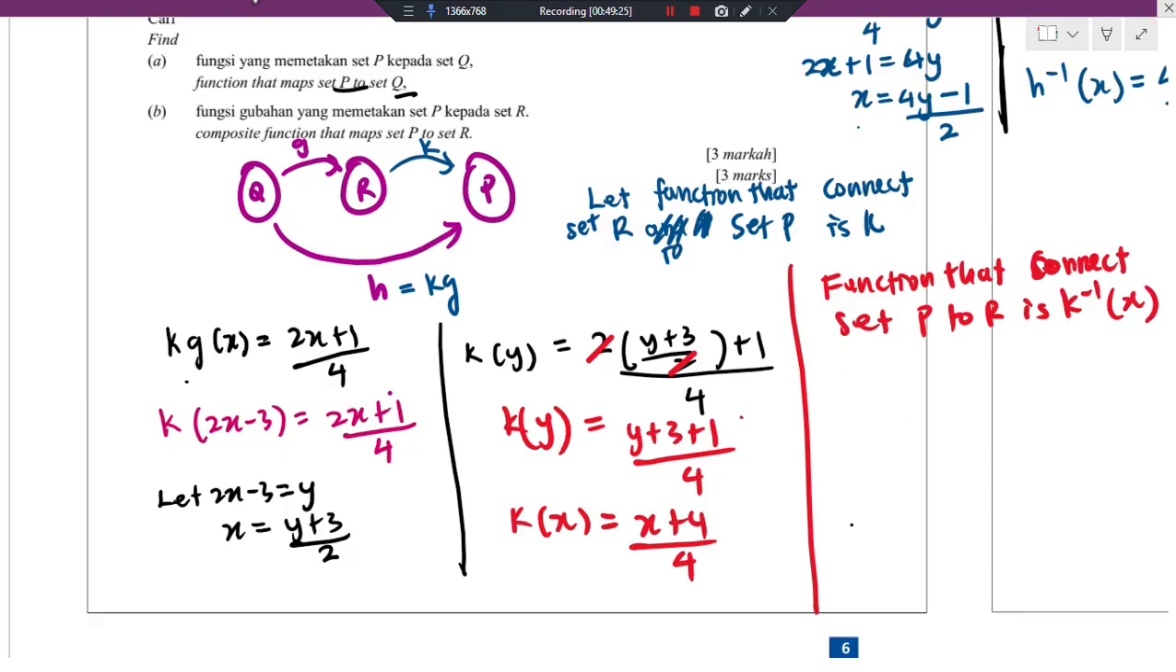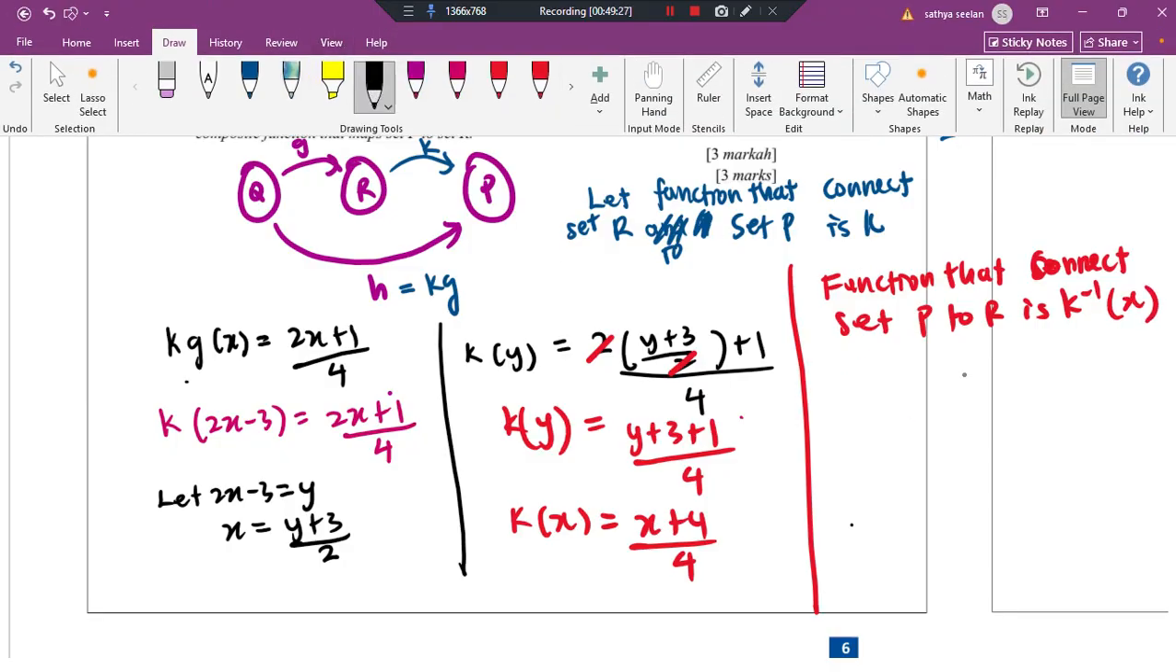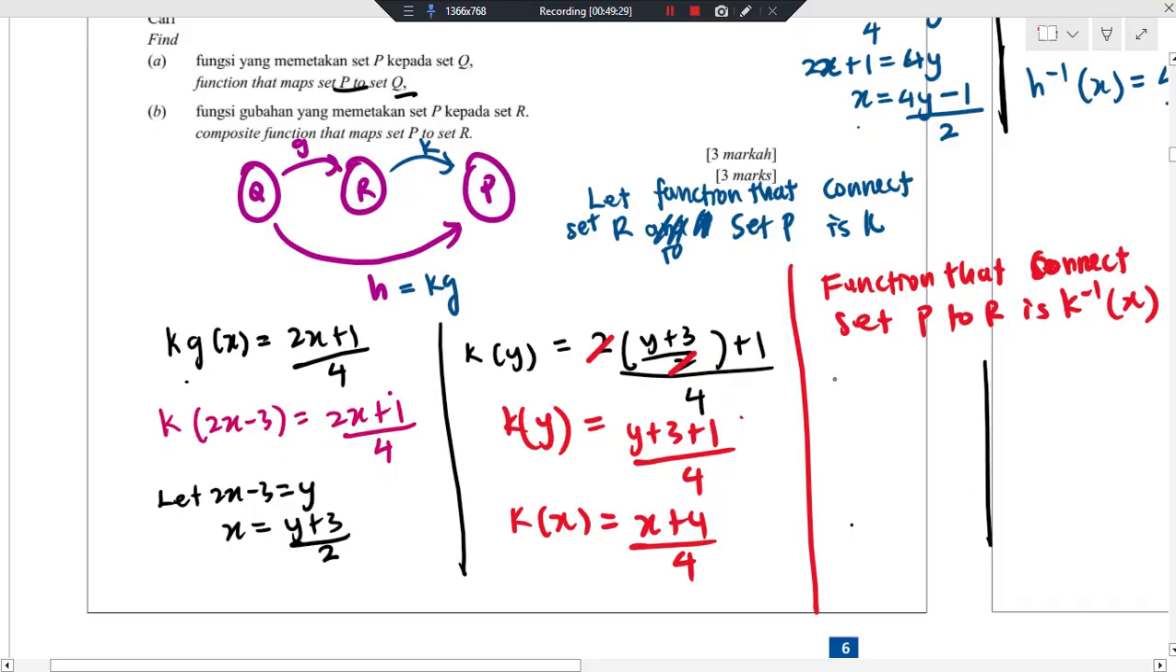So, Kx dia tadi berapa? X plus 4 over 4 equals to Y. X equals to 4y minus 4. Cuba buat ini. You multiply 4 first, then minus 4. So, K inverse Y is equals to 4y minus 4. So, K inverse X is equals to 4x minus 4 lah. Ini yang saya dapat.